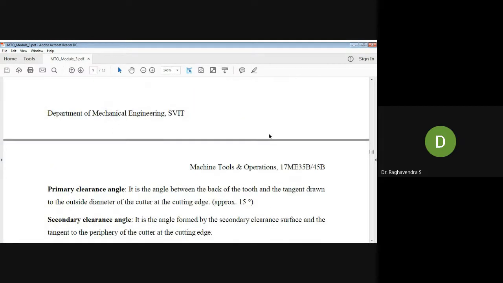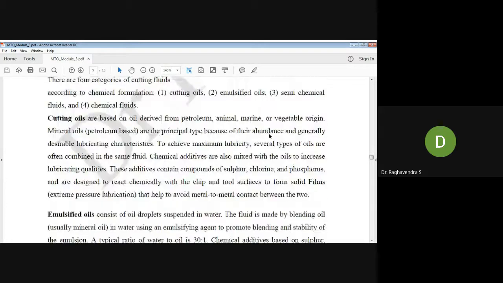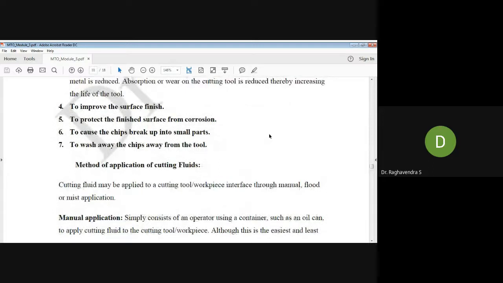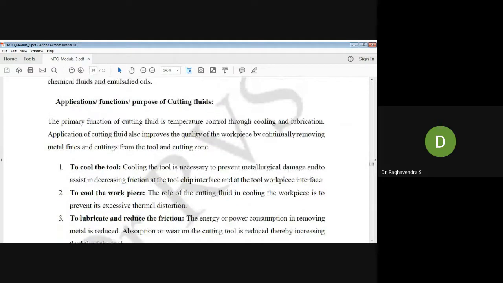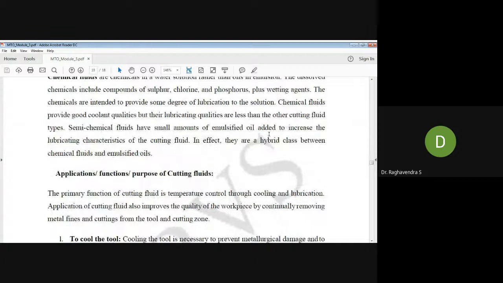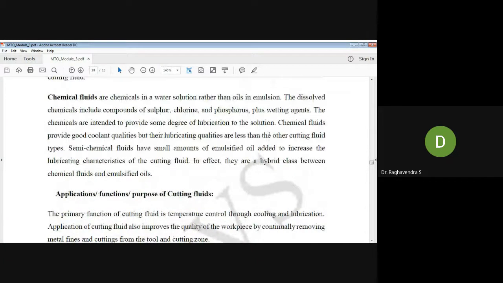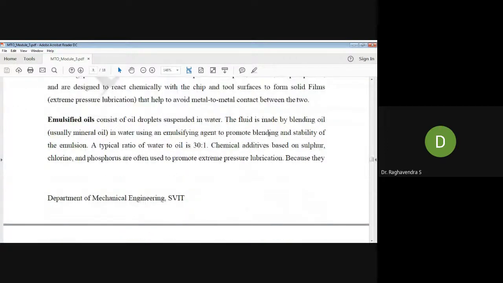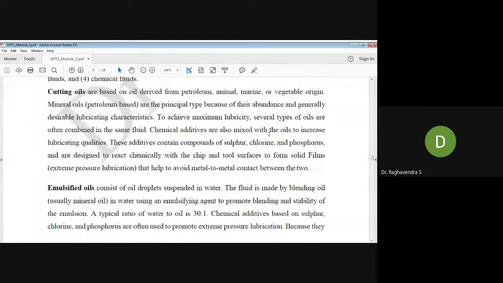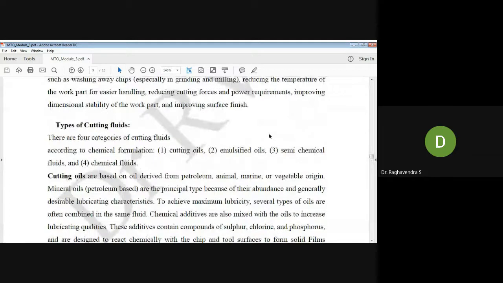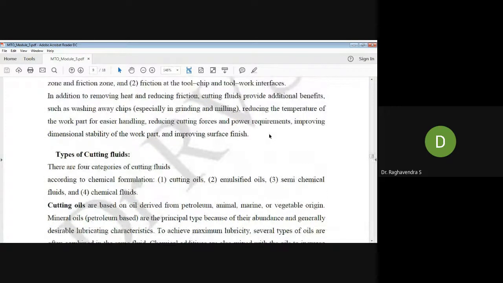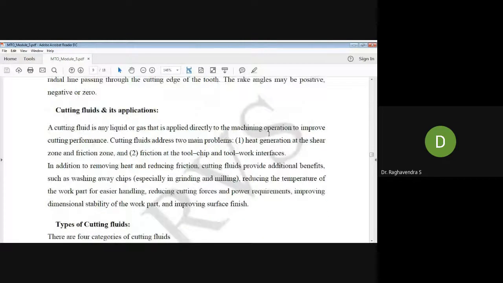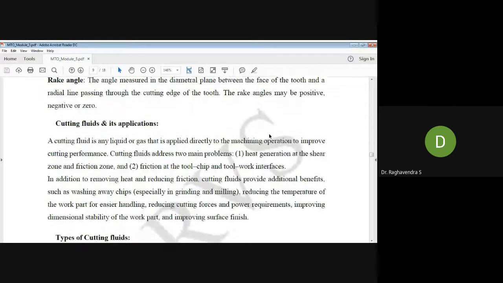So this is another tool, the milling tool. Can you see that the number of sharp edges is more here? This is the milling tool. I wanted to discuss a small topic, cutting fluid, because this is very important. Whenever you do an operation on a material using a tool, the cutting fluid is very important. What is cutting fluid?